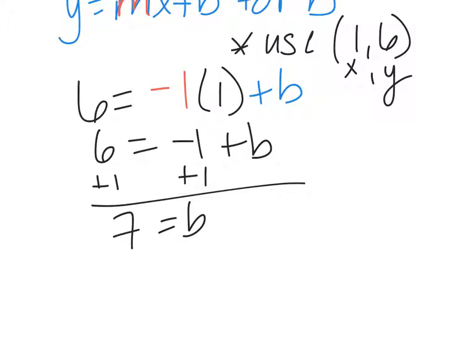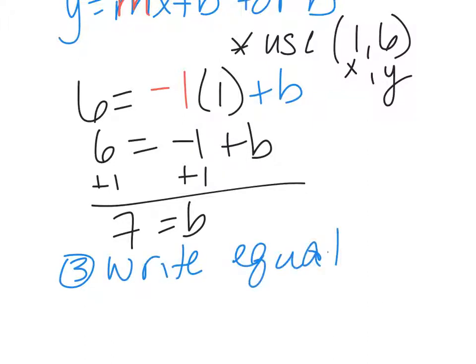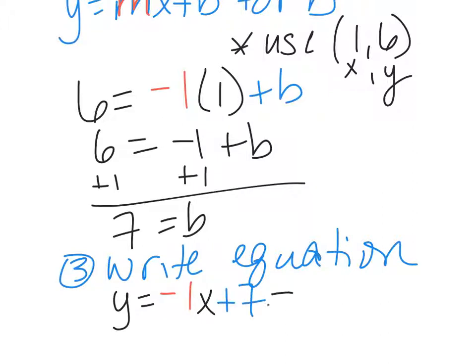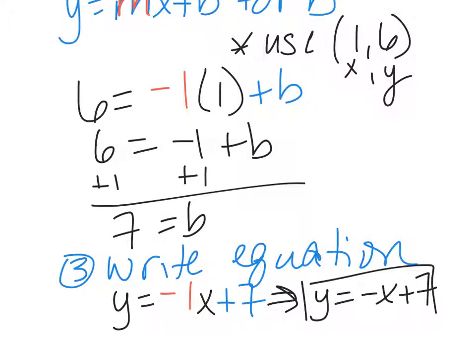So then the third step is to just write your equation. So y equals, m is negative 1, x, and b is 7. So we wouldn't write that 1 in there, we'd say y equals negative x plus 7. There you go.